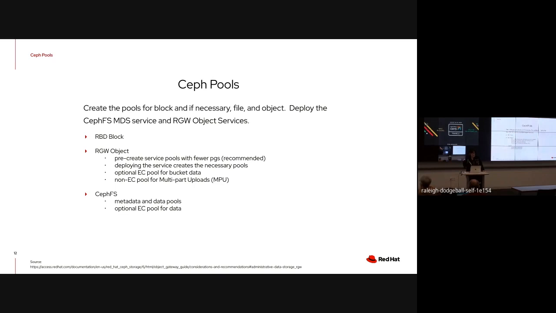And then if you want to create the RGW service going across multiple different zones, you need to be able to create those pools with those zone names in them. And then again, we talked about the erasure coded pool for the data bucket and the non-erasure coded pools for multi-part uploads. And then for CephFS, those pools have to be created when you deploy the service. There's a couple of different ways you can do it, but anyway, I'm going to show you creating the pools and then deploying the service.